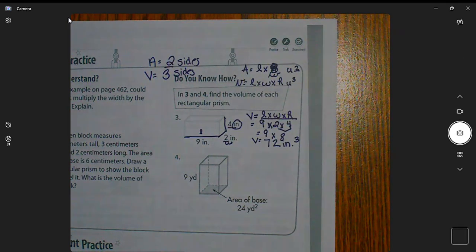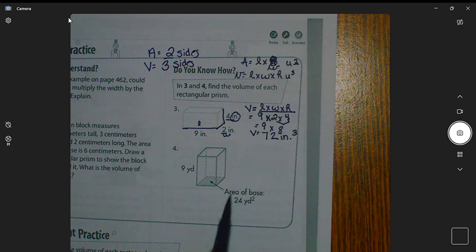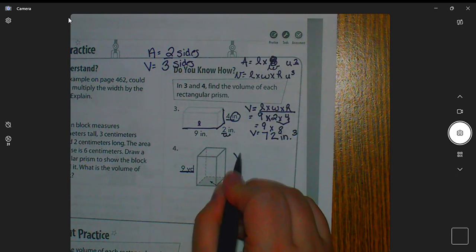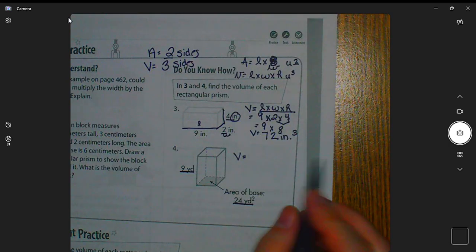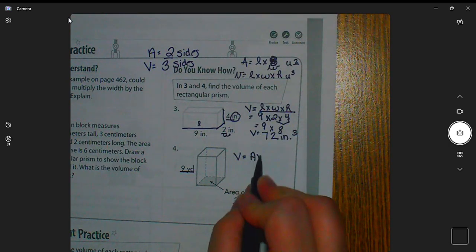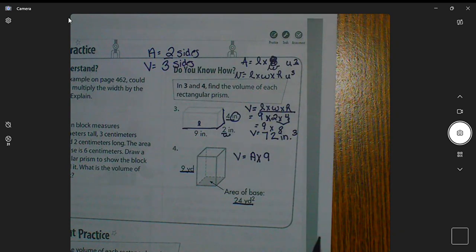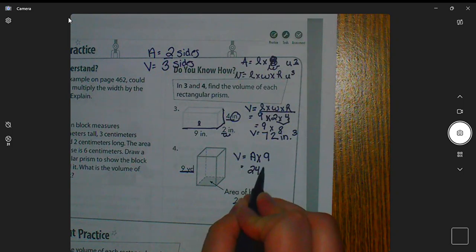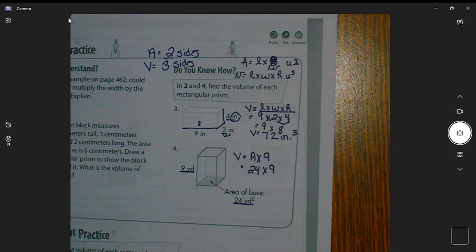Let's look at number 4. Area of the base is 24 square yards. The height is 9 yards. So my formula would be volume equals my area times 9, because they've already done length times width for me. But there's a few different numbers that could make 24, so I'm just going to say it is area times my remaining value. So my area is 24, my height is 9, and now I can multiply.